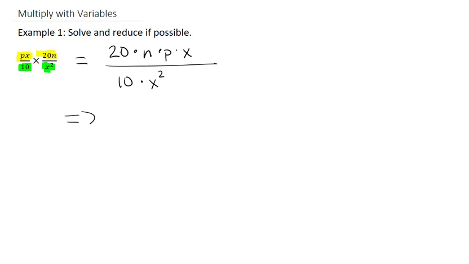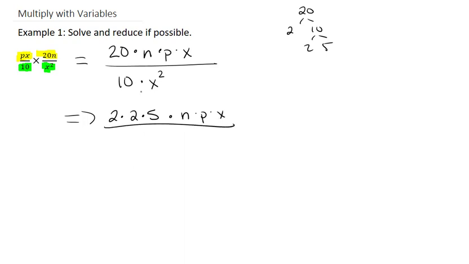So 20 can be rewritten as, if we were to break it down, 2 and 10, 2 and 5. So we go 2 times 2 times 5 times n times p times x. So that's on the top. And then 10 is just 2 and 5 from here. So we go 2 times 5. And then x squared can be just broken down into x times x.